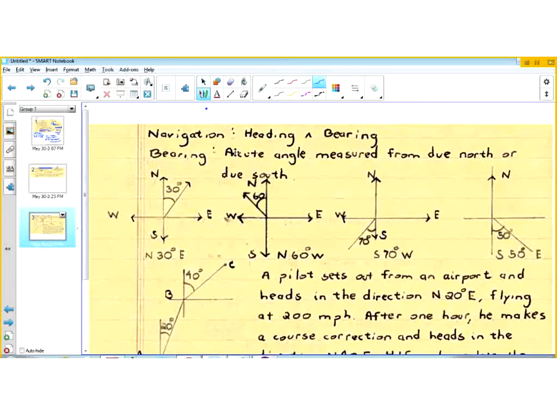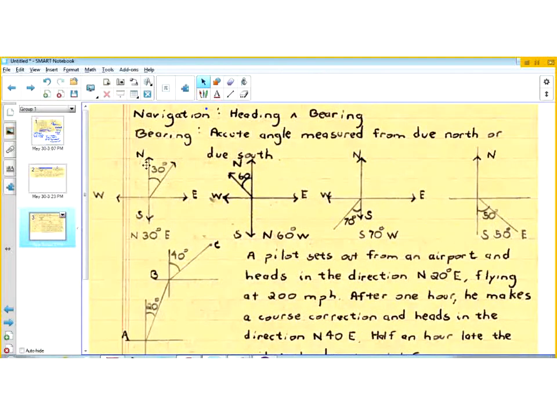All right, so for heading and bearing. So what is bearing? All right, so here we have a coordinate axis, and we show the cardinal directions on the coordinate axis. So east, north, west, and south. Okay, so north is the positive y-axis, east is the positive x-axis, south is the negative y-axis, west is the negative x-axis. So we define what's called bearing, and it's the acute angle measured from due north or due south.